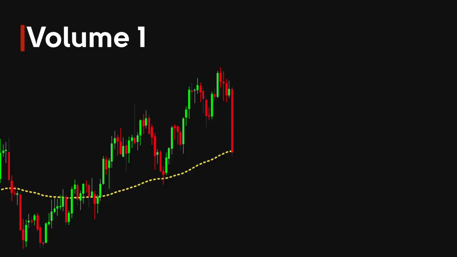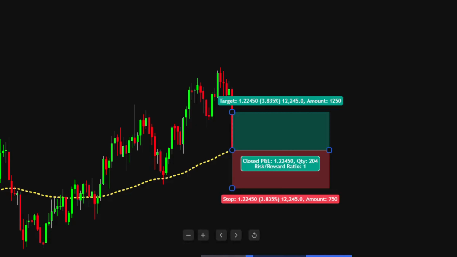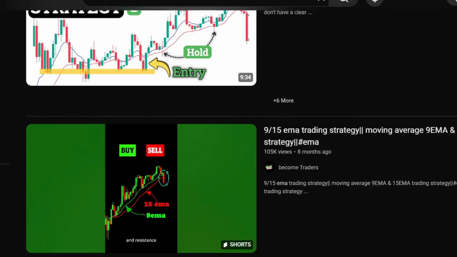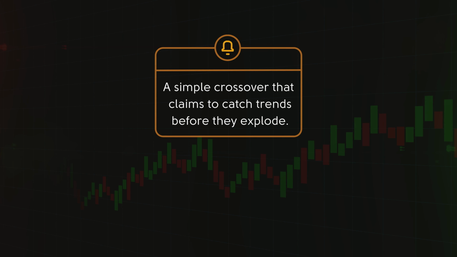Welcome to Volume 1 of the EMA Files. We're decoding the most widely used exponential moving average strategies all over the internet. No hype, no screenshots, just structure and logic. Today, we begin with one of the most talked about systems on the internet, the 9 and 21 EMA strategy. Some traders call it the pulse of the market, a simple crossover that claims to catch trends before they explode.